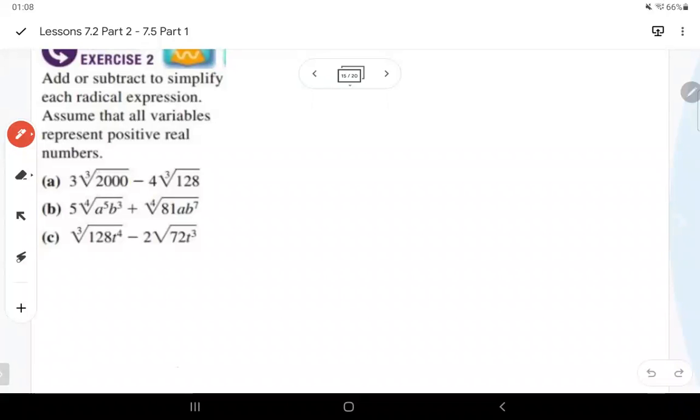Okay, so for these examples, what you want to think about again are what are the perfect cubes or perfect fourths or groups for each problem. So let's take a look at A. We have a 3 on the outside, so we'll multiply that by whatever we bring out. And then we have cubed root of 2000. Now, 2000 is the same as saying 2 times 1000. Well, and then we have to have the second part. Then minus 4 times the cubed root of 128.